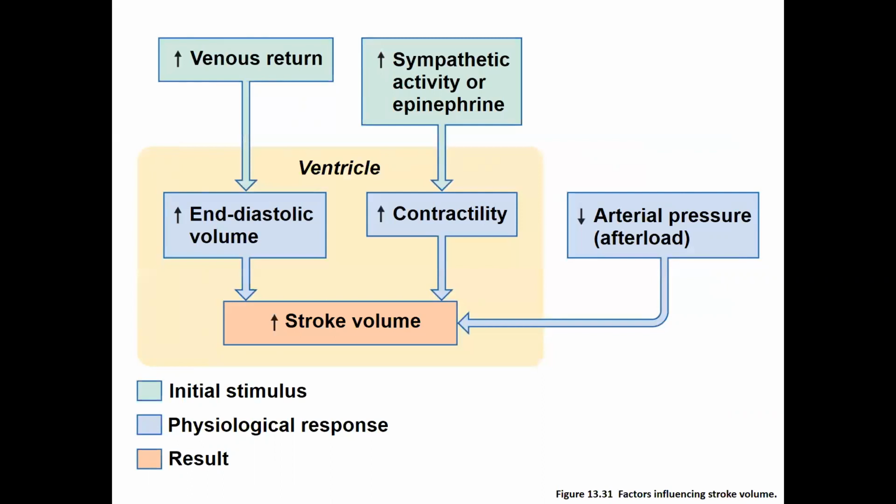And then we know that contractility is influenced by the sympathetic nervous system. And we know that end diastolic volume is influenced by venous return. Okay, so venous return is the amount of blood that comes back, that venous deoxygenated blood that comes back into the right side of the heart. If we bring more blood into the right side of the heart, we're only going to pump more blood out.